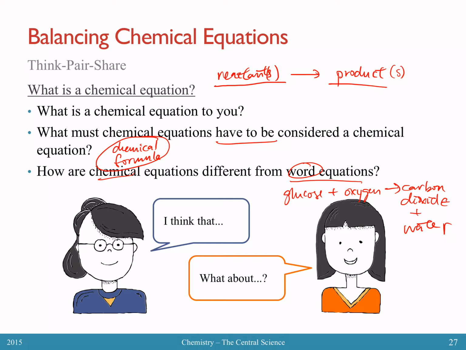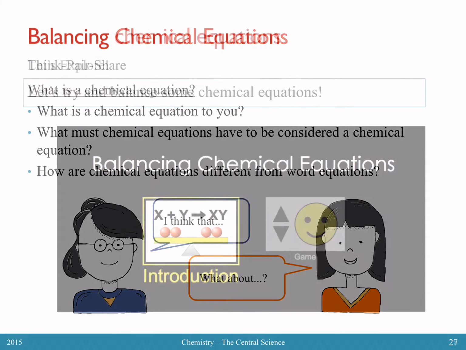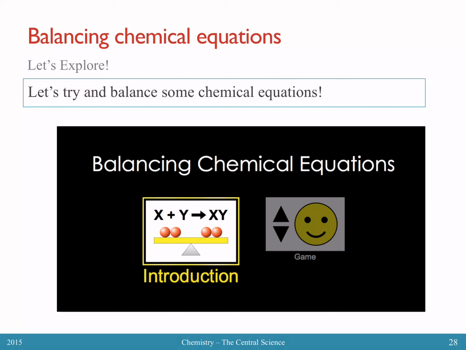So other than that, what is different is for chemical equations we need to balance the equations. Whereas for word equations, note that for glucose I do not need to write 3 carbon dioxide or times 2 water. We do not need to balance the atoms or the elements that are present on the left hand and right hand side. Whereas for chemical equations, we need to do that, based on their chemical formulas. So let's try and balance some chemical equations.